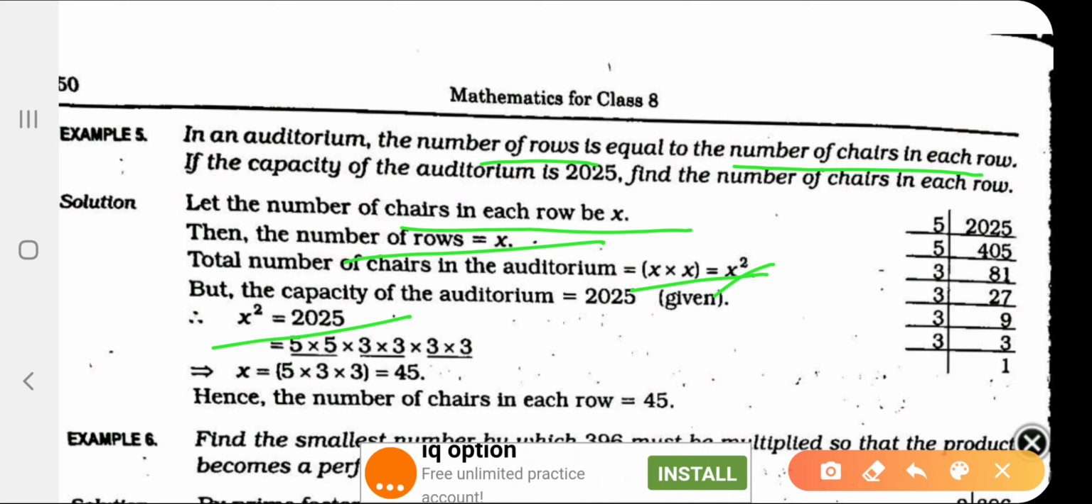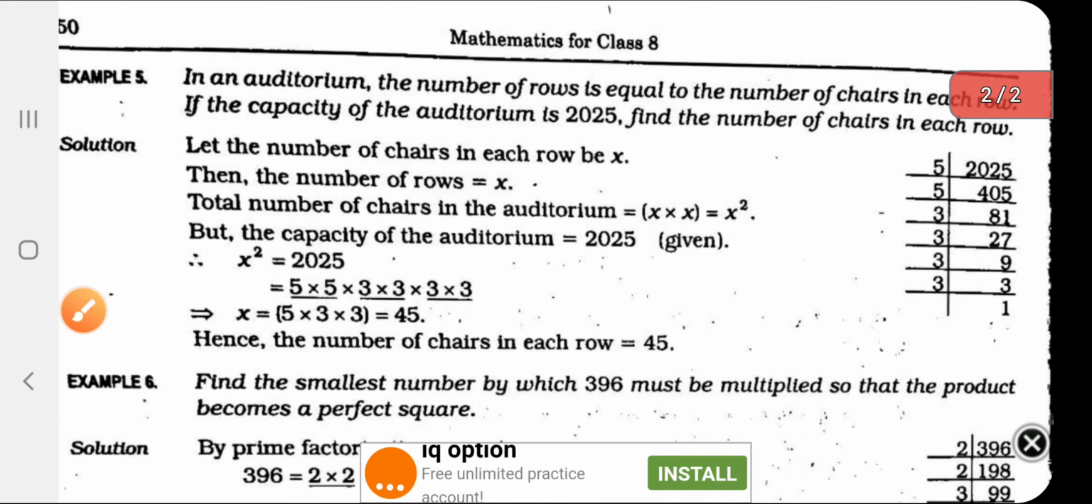So we find the prime factorization, and we get the number of chairs in each row, or the number of rows, because both of them are equal according to the question.